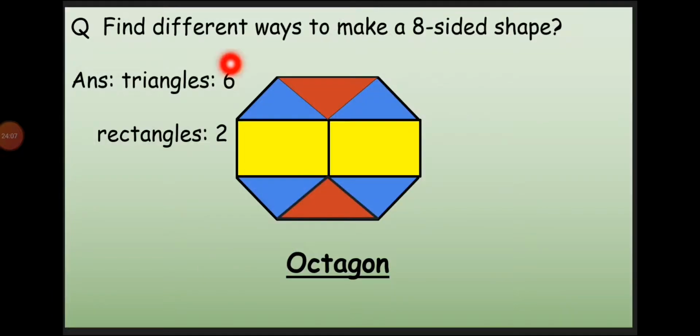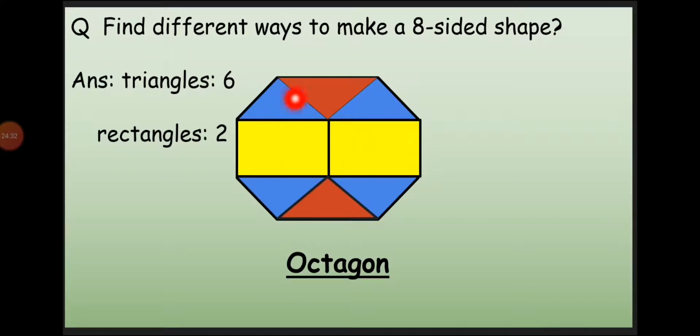Now the next one: find different ways to make an 8-sided shape. Do you remember the 8-sided shape? 1, 2, 3, 4, 5, 6, 7, 8. The outer side has 8 sides, and it's the octagon. Octagon has 8 sides, 8 corners. A flat surface 2D shape with straight lines.